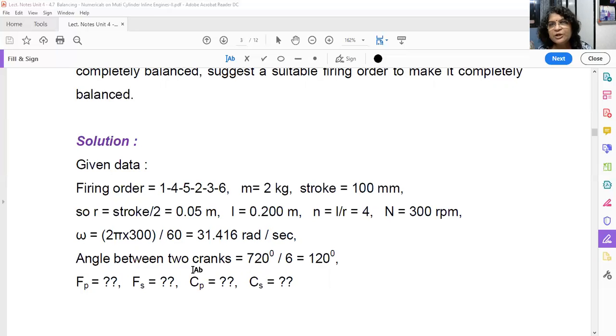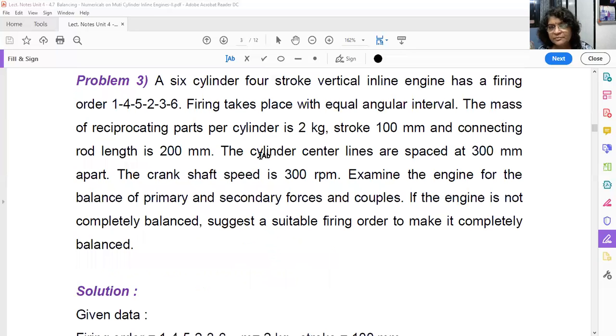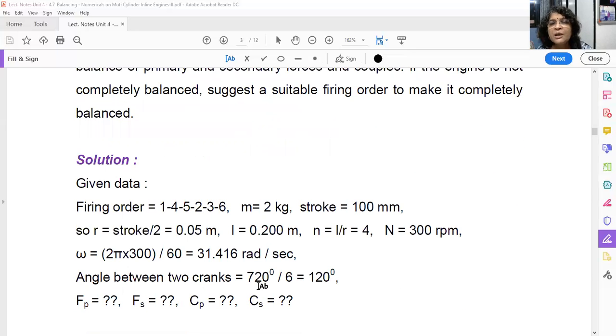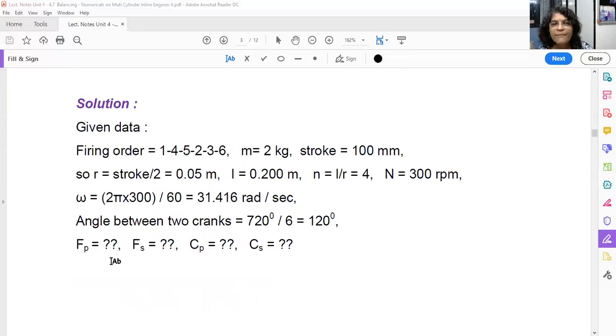Now angle between the 2 cranks. Okay, so see here it is given 4-stroke engine. So how to find out the angle for 4-stroke 6-cylinder engine? As it is a 4-stroke, angle should be 720 degree to find out the angle between 2 cranks. So 720 divided by 6, that is 120 degree is the angle between the 2 cranks. And we have to find out primary unbalanced force and secondary unbalanced force. If any unbalanced force is there, then primary couple and secondary couple which is having the unbalance.